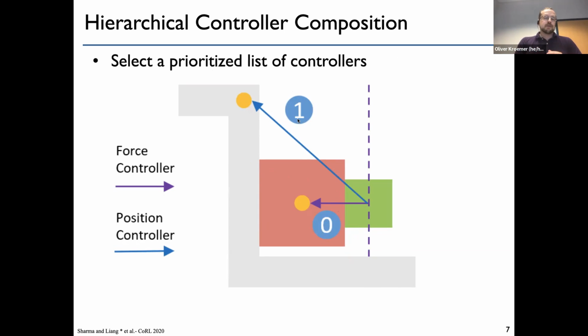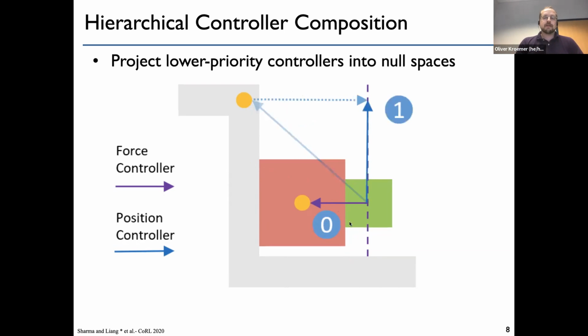And then the second controller is sort of moving up to that corner. But obviously, we don't want to just add both of these together because that's going to apply an excessive force. So instead, we want to project the second controller, or the first controller, I guess you could call it, into the null space of the 0th controller. All right, and now we get a nice action that's going to allow us to push against the surface and actually slide up the object to the corner.